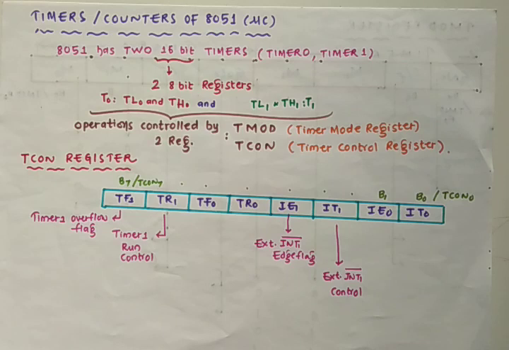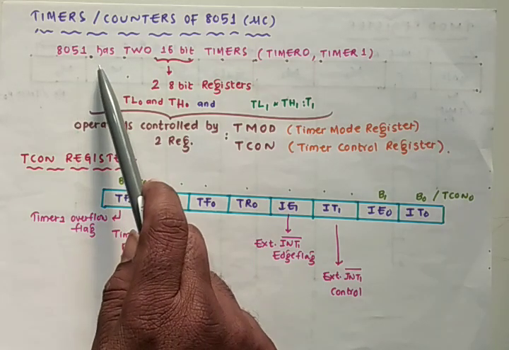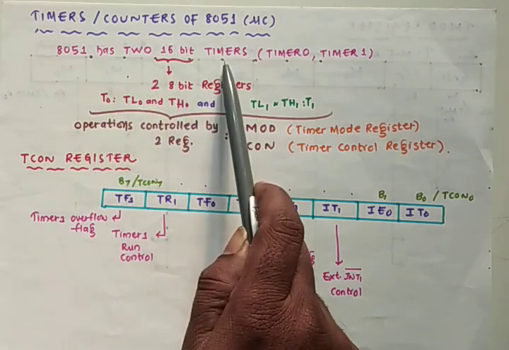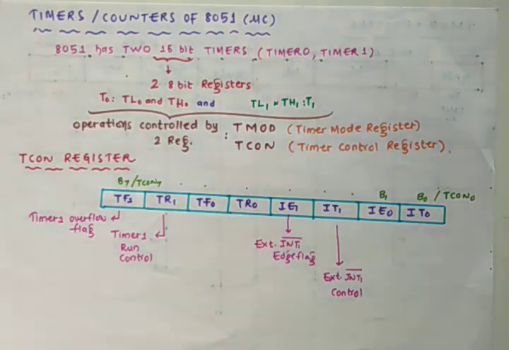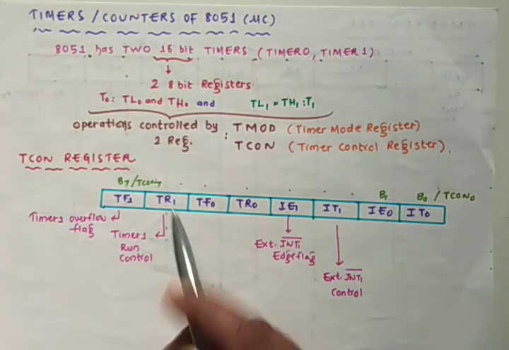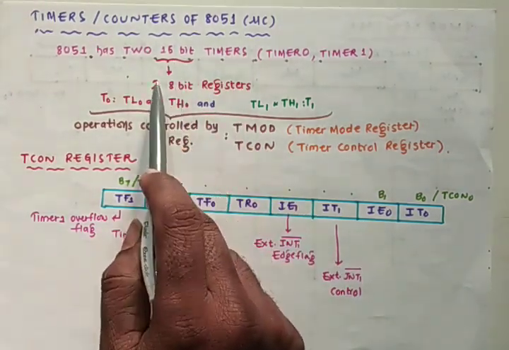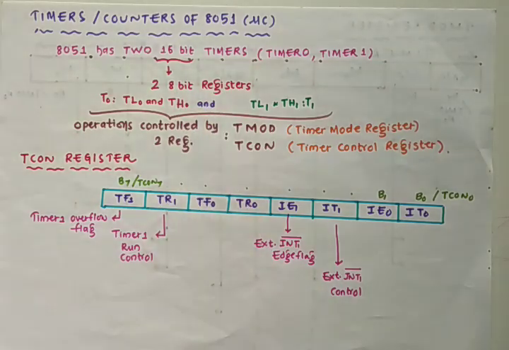Both the timers are independent of each other. We have two timers, timer 0 and timer 1, and both are independent of each other. Each timer or counter consists of 8-bit registers. The 8051 has two 16-bit timers, and each 16-bit timer consists of two 8-bit registers.